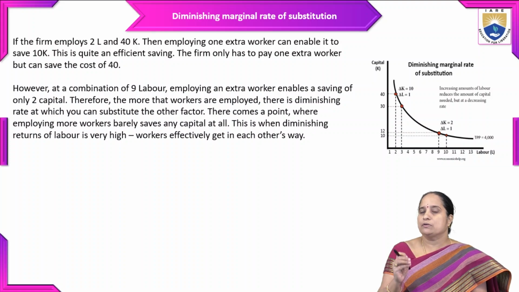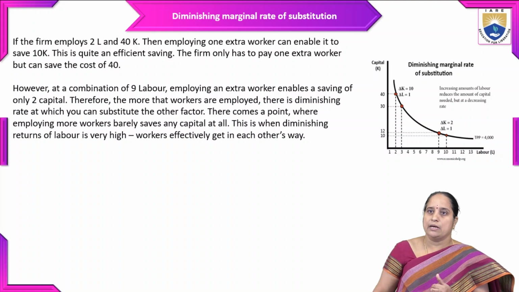Therefore, the more workers are employed, the more the rate at which you can substitute the other factor diminishes. There comes a point where employing more workers barely saves any capital at all. This is when diminishing returns of labor is very high and workers effectively get in each other's way. As your labor cost increases and your capital is also increasing, in that case, we have to go for this marginal rate of technical substitution.